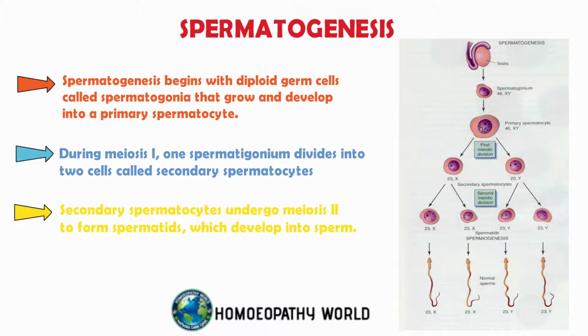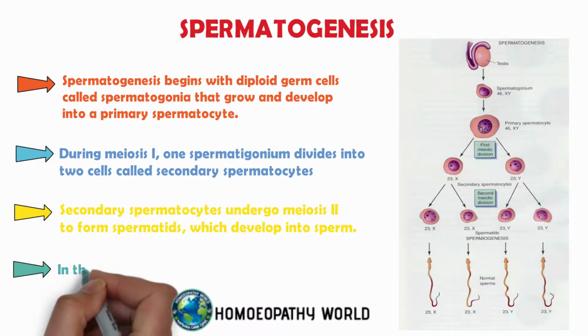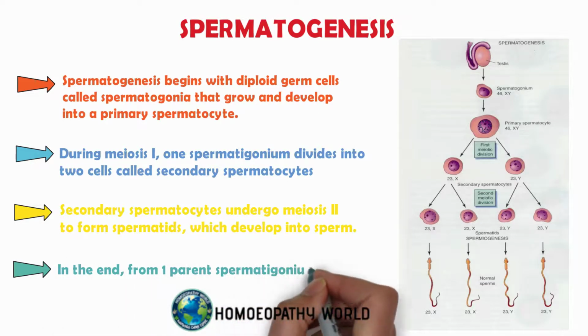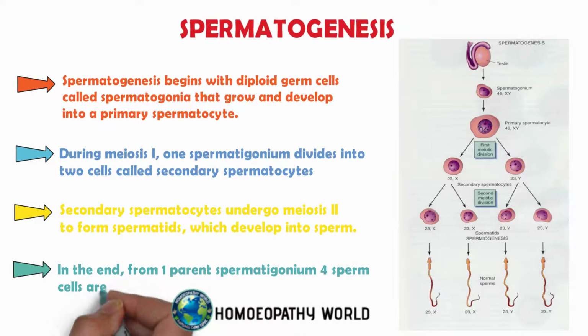Now as you can see in the picture, the secondary spermatocyte goes through the second meiotic division, which divides into 23X and 23Y. In the end, from one parent spermatogonium, 4 sperm cells are produced. As you can see in the picture, 23X, 23X, 23Y, 23Y sperms that are haploid in number are produced.